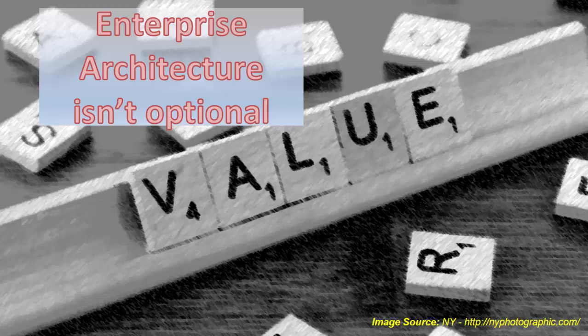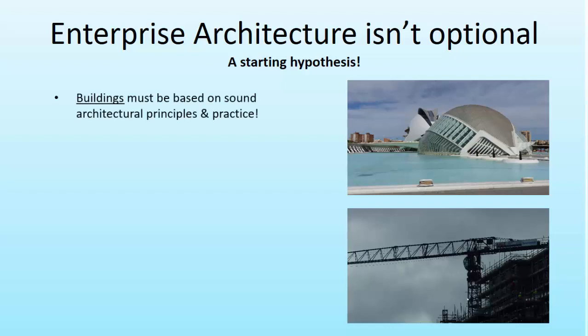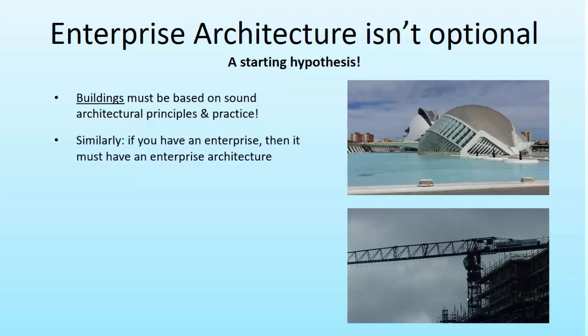In this video, I'm just going to go over a very important point that enterprise architecture isn't optional because it has a strong influence on how we demonstrate the value of our enterprise architecture work. So the hypothesis that I want to put forward here is that enterprise architecture isn't optional. If you had a building, then it must be based on sound architectural principles and practice, because if it isn't, it will fall down. And similarly, if you have an enterprise, then it must have an enterprise architecture.